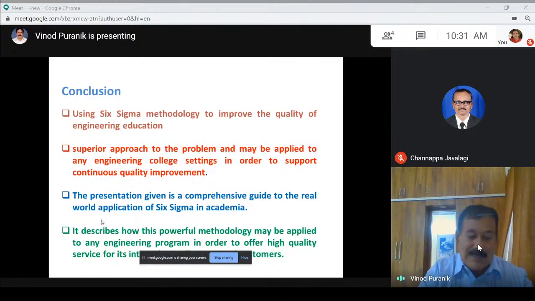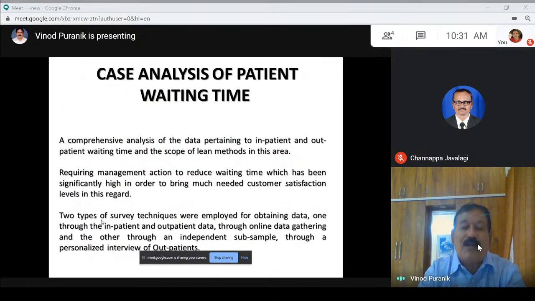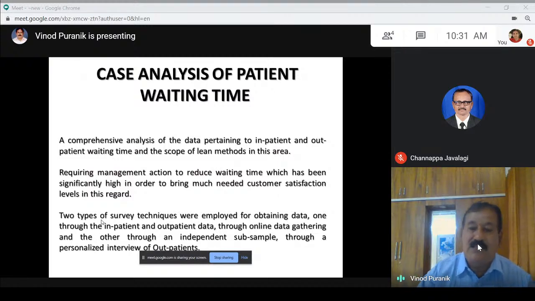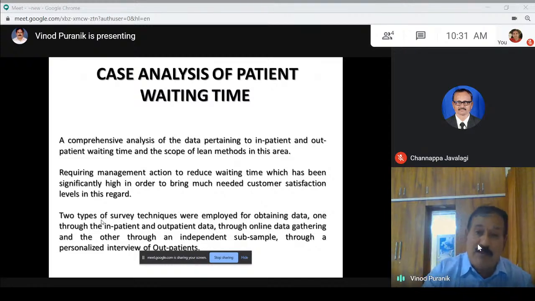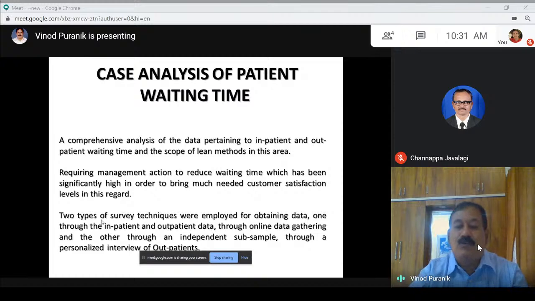Of course, I have little time. So one more case, which one of my students did in his PhD, is about healthcare. He, of course, was not focused on Six Sigma, but more on total quality management. I will just show you some of the slides here, how he worked.